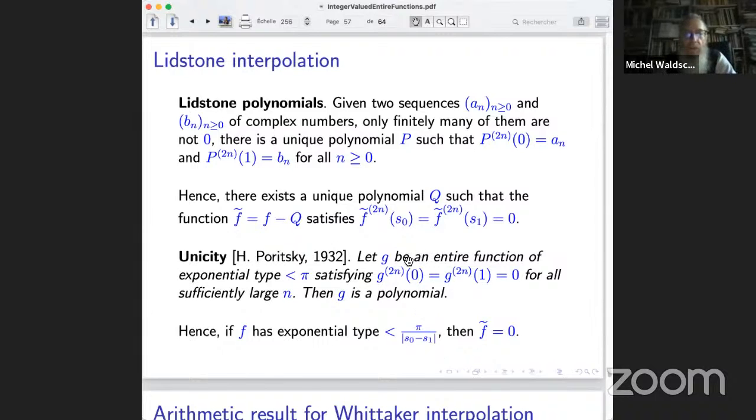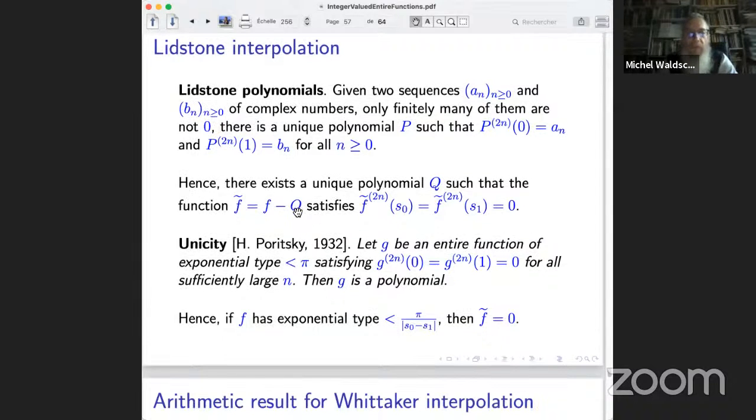There is a result of existence and unicity for an expansion of a function of exponential type less than pi, which has all the derivatives which are 0 at 0 and 1. I use only the unicity, which is due to Poritsky, and which states that if an entire function of exponential type less than pi has all these derivatives of even order which are 0, then it is a polynomial. So using this result, you deduce that f tilde is 0, and so f is a polynomial. So this is a brief sketch of the proof, but I will give a reference later.